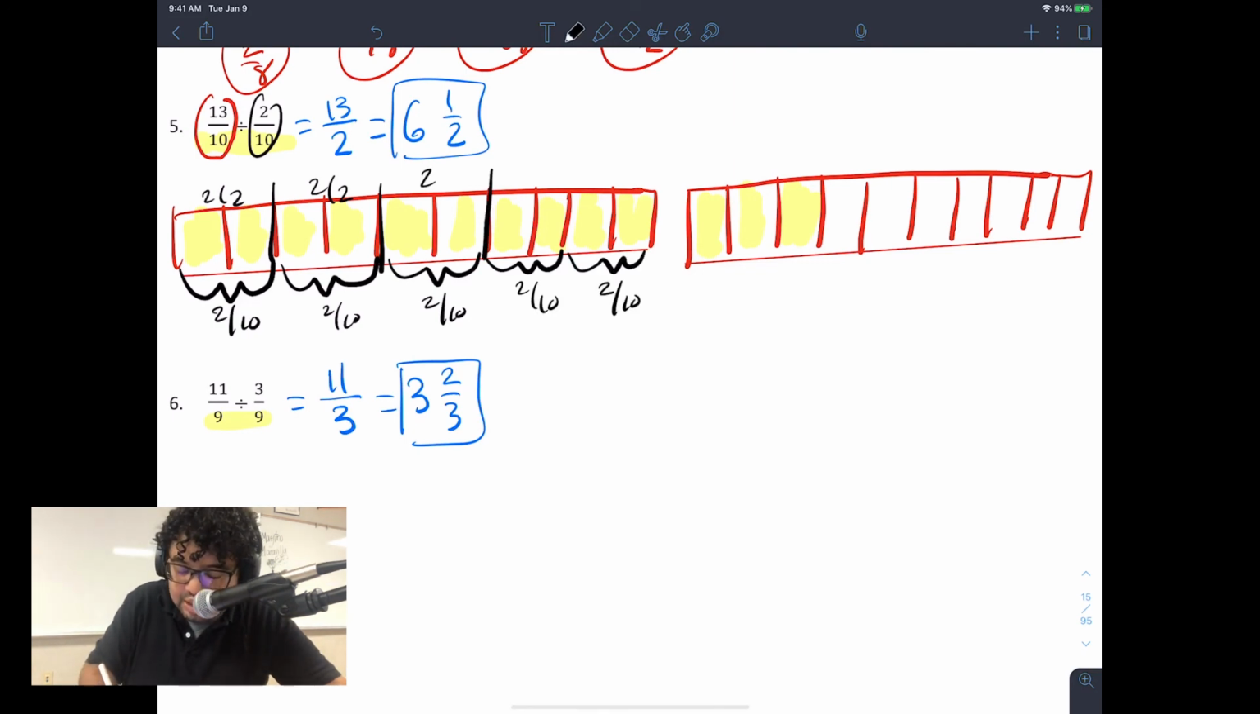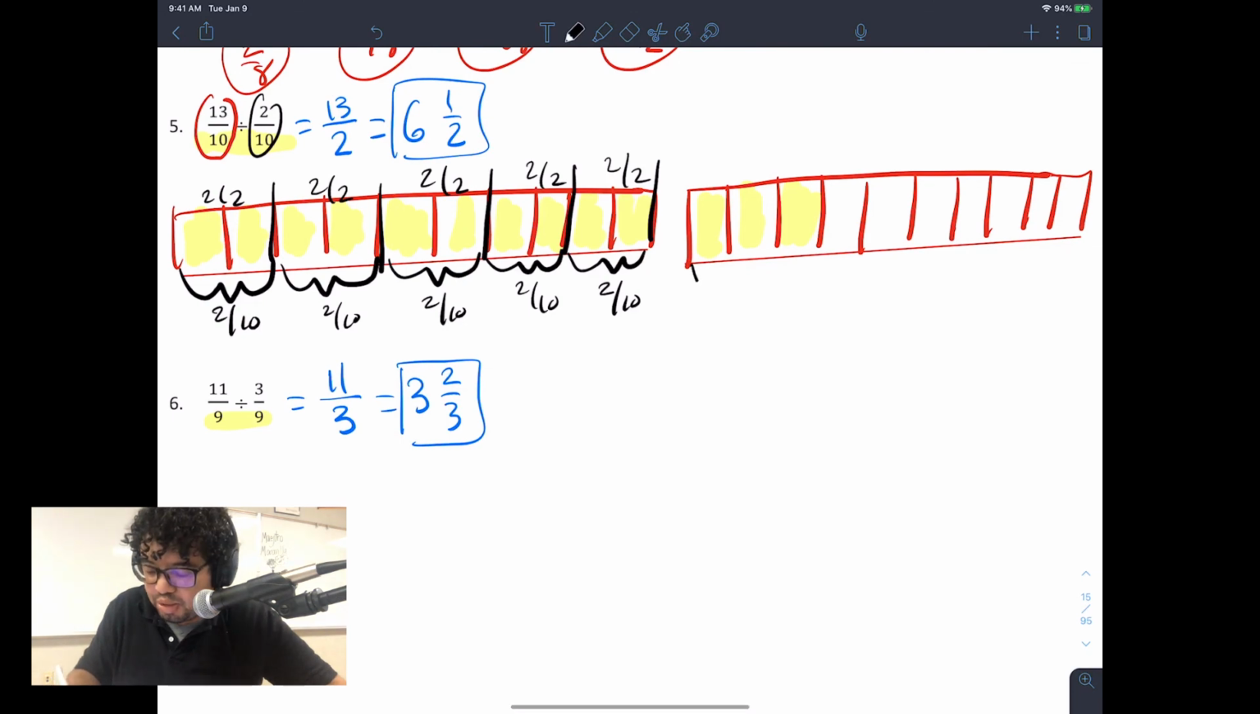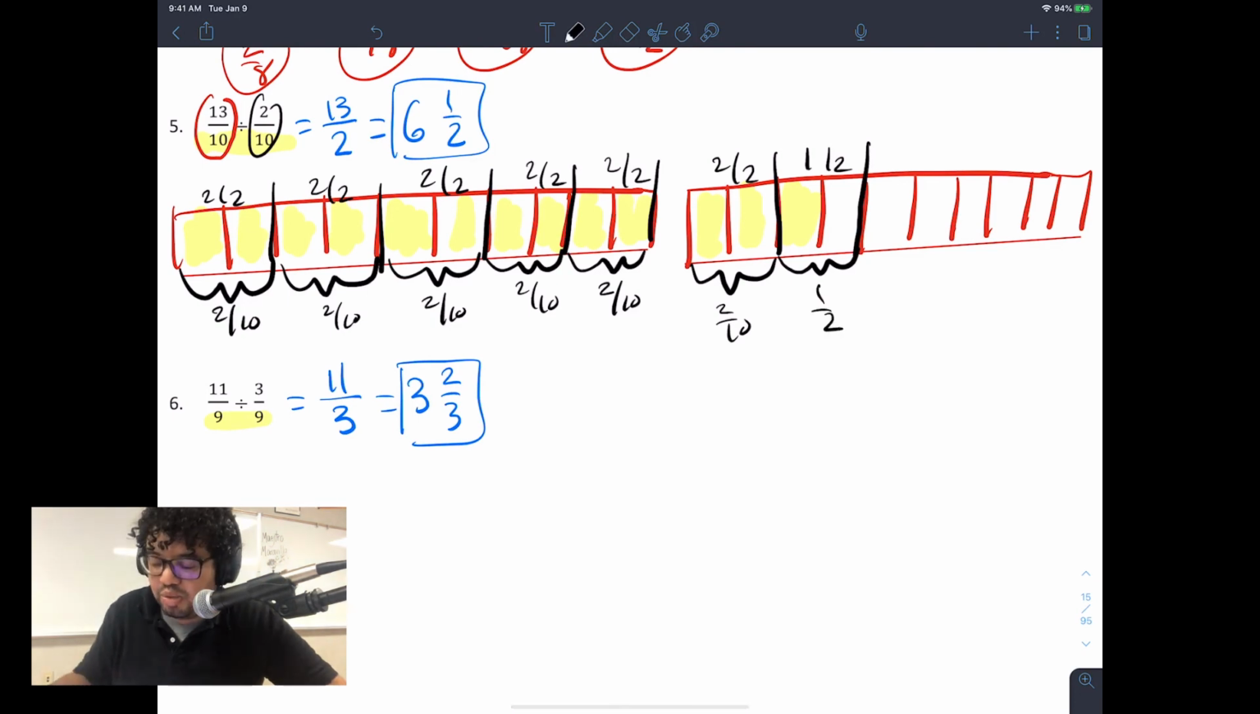So once again, notice that I shaded 2 out of 2. But I'm not done, right? I can do one more group of 2 out of 10. So once again, I shaded 2 out of 2. And then I have to see if I can do one more group. And notice that I'm only able to shade 1 out of the 2 right here. I didn't quite shade all of them. So I'm only able to shade 1 out of the 2.